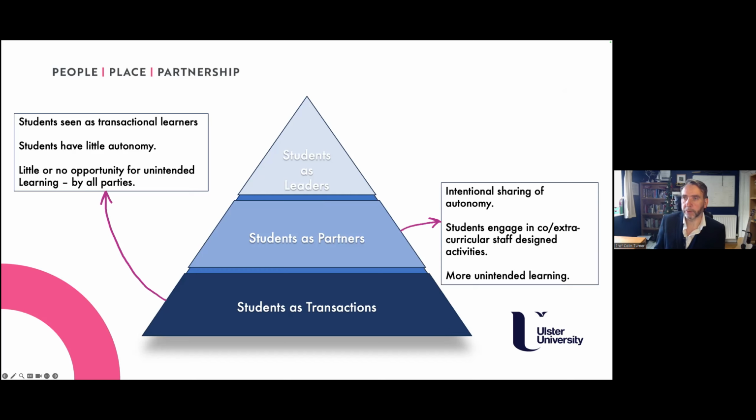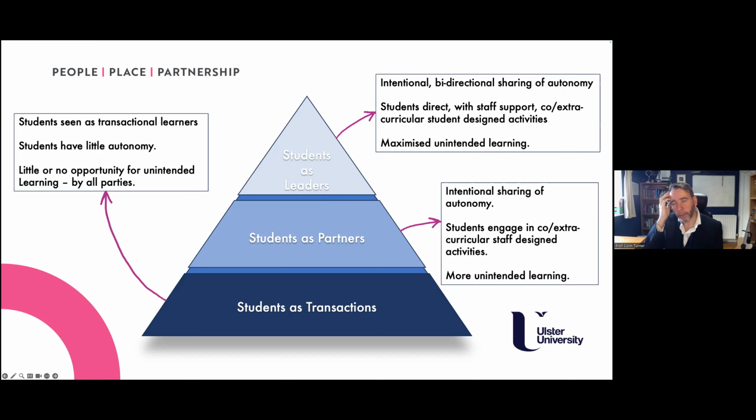But it's the top of this triangle that I'm really interested in, and that is, where can we develop students as leaders in their own right? And that really requires us to surrender quite a lot of autonomy and to be quite generous about that. And then they'll share it back with us. But this is where students are directing, with our support, co- or extracurricular activities that they have designed. So, you know, we might have to go through a phase of helping them with a few ideas to begin with, but ultimately the idea is to get to the stage that they have the ideas, we provide the money and the support, and they do it.